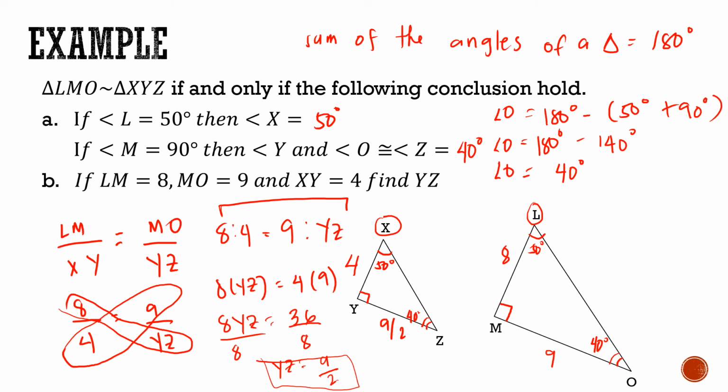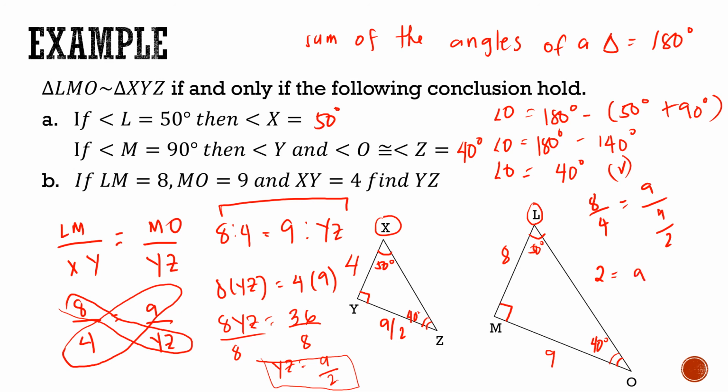How can I check whether my answer is correct or not? Let's first substitute all the given. So LM again is 8 over 4, which is equal to 9 over 9 halves. We can say that your answer is correct if, upon checking, they become true. So 8 over 4 is actually 2, equals. The rule for a fraction wherein the denominator is a fraction is to get the reciprocal of the denominator and multiply it to the numerator.